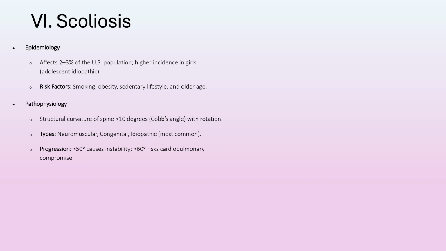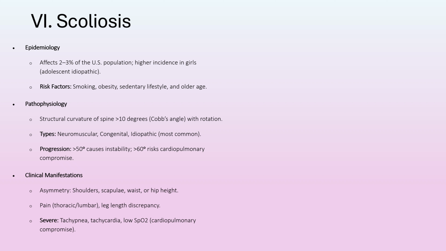Progression is more than 50 degrees. When there is more than 50 degrees of curvature, it causes instability of the spinal column. More than 60-degree curvature causes significant compromise to the thoracic region, leading to cardiopulmonary compromise. So here might be a surgical option for this.